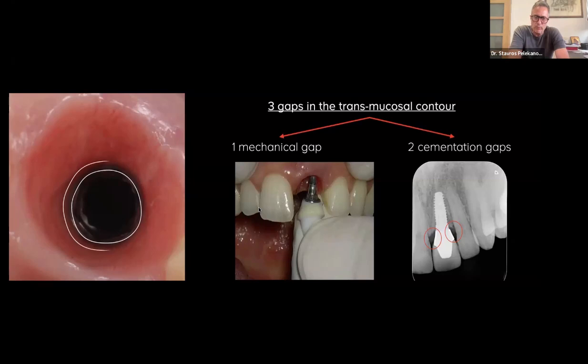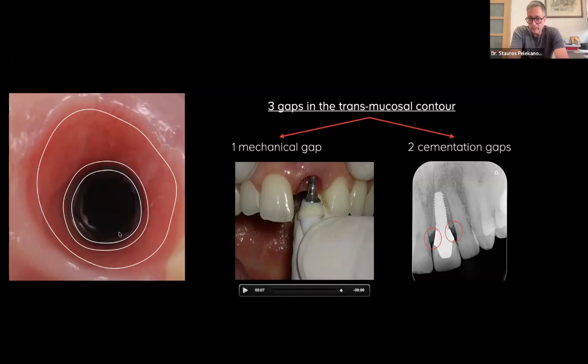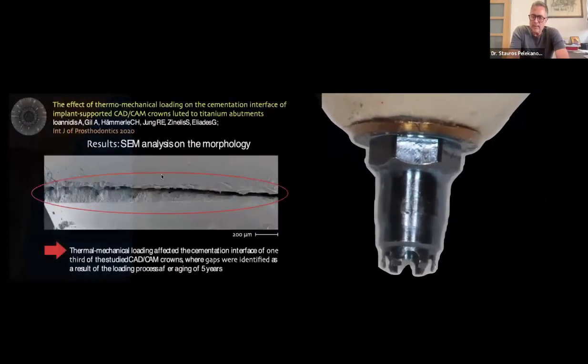Then the second gap was a cementation gap between the tie base and the zirconia or the material of our choice. And if we're choosing a cement retained restoration, then we have a third gap. So practically in the transmucosal contour, we had like three gaps. And as you can see here, when you have this cementation gap very close to the implant, then the problems are coming.